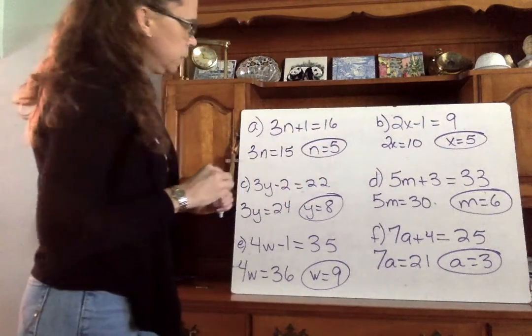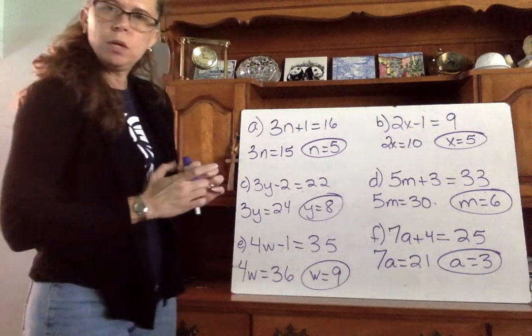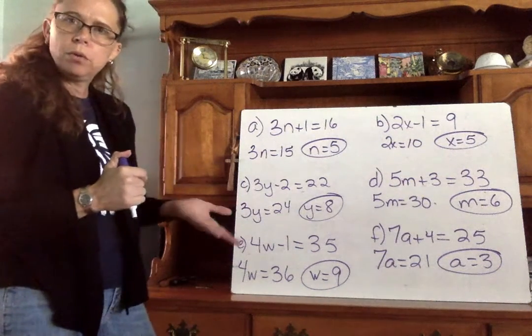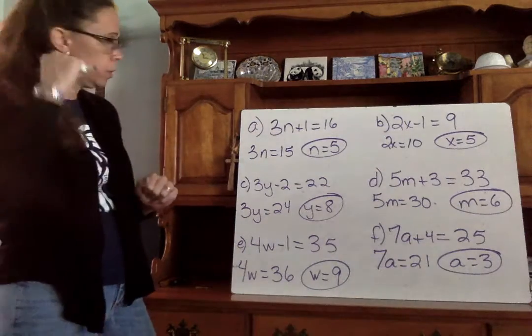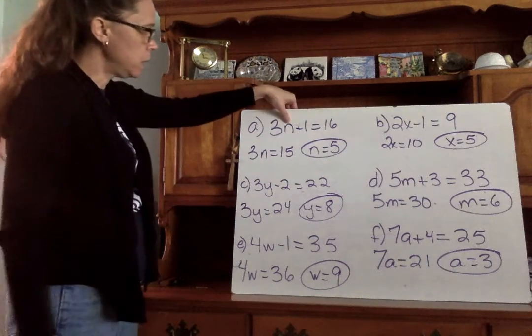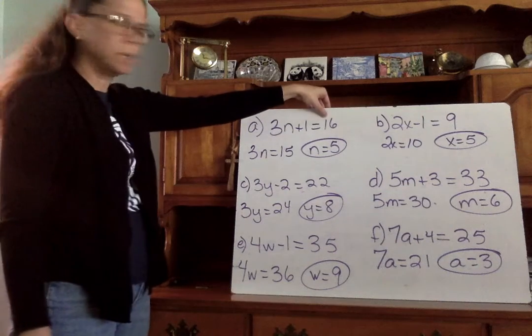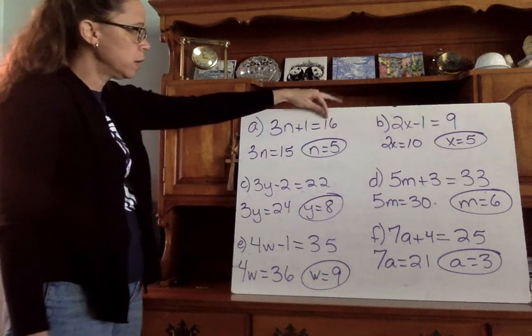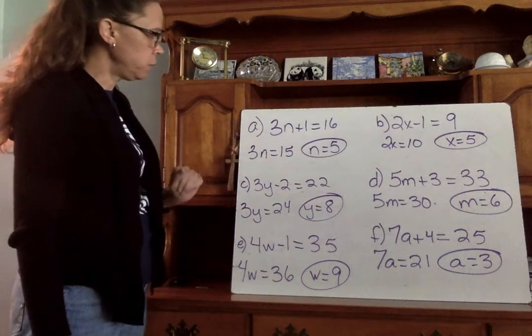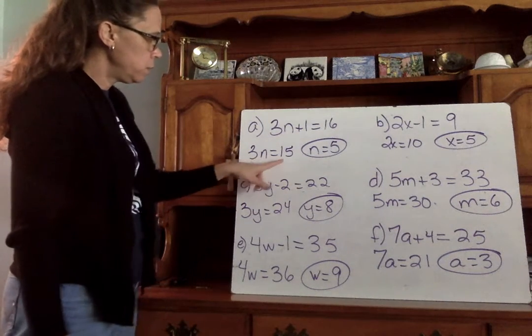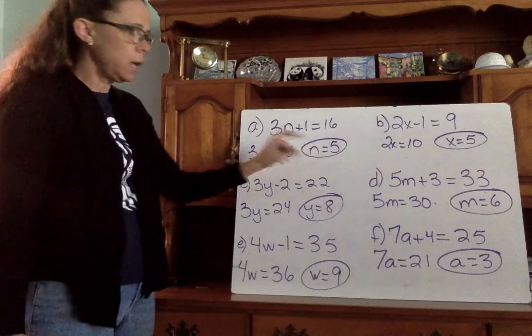Okay, let's look at these, guys. Your instruction said to figure out what the variable stood for, to solve it, and then to check yourself. So 3 times some number plus 1 gave us 16. If we didn't add the 1, our answer would be 15, right? So 3n has to be equal to 15. So 15 divided by 3, n must be 5.